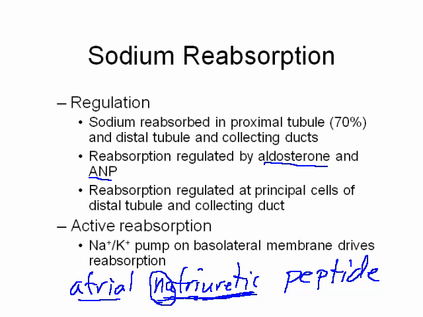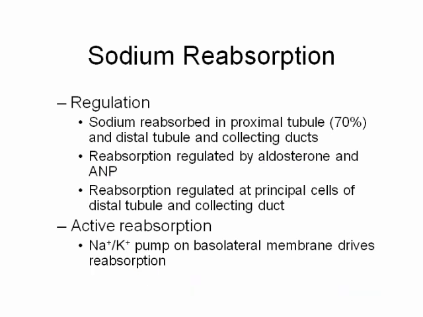And what it does is that when the atria are stretched, it indicates that there is an increase in plasma volume beyond what it needs to be. So this peptide causes sodium excretion to be increased by decreasing reabsorption. And in so doing, more water is eliminated because, of course, it's following the sodium. And we'll talk a little bit more about aldosterone in a couple of minutes. So the reabsorption of sodium is regulated by aldosterone and ANP, and it's regulated at the principal cells of the distal tubule and the collecting duct.